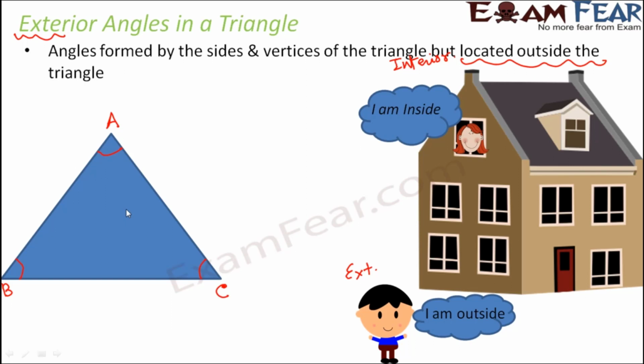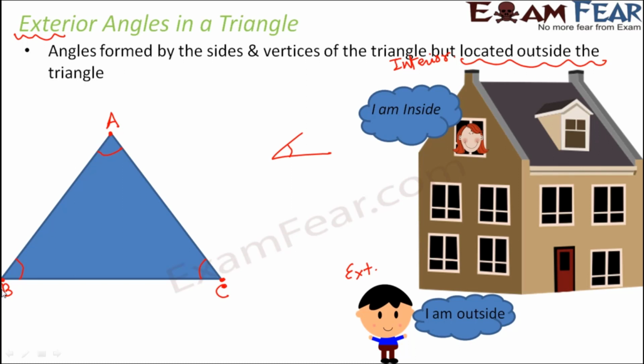Now if I ask you which one would be the exterior angle? Do you think any other angle which is located outside counts? Let us say if I draw an angle like this, do you think this is an exterior angle of this triangle? Definitely not. So for an angle to be an exterior angle of a triangle, it is important that the angle is formed by the sides and vertices of the triangle. That means the angle has to be formed at one of these points, either at A or C or B.